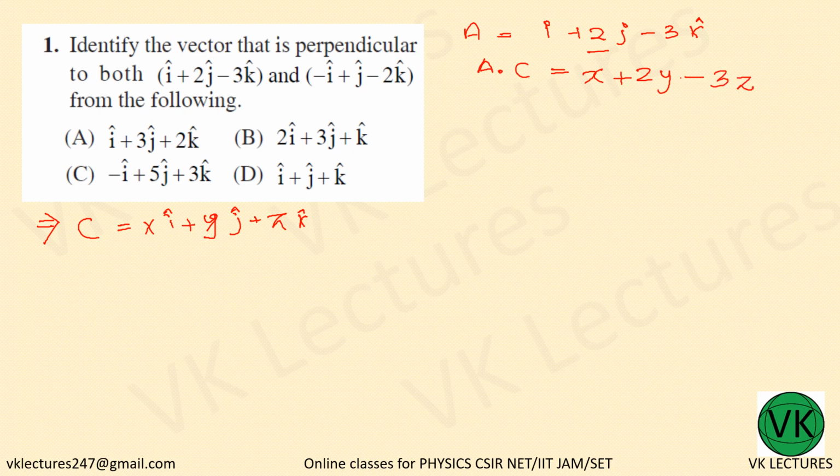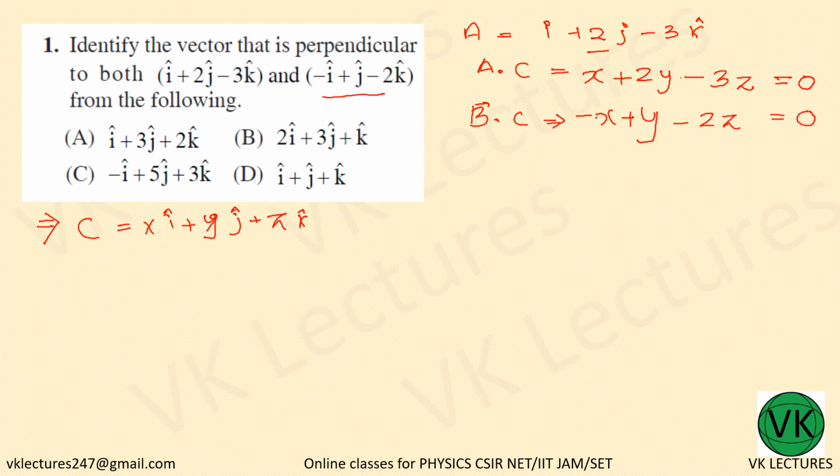Now that is from A·C. A·C should be equal to 0 because they both are perpendicular. Now we can write B·C, where B is this vector, right? B·C you can write as minus i times x, that is minus x, and j times y, that is plus y, and minus 2 times z, that is minus 2z. So that should be equal to 0.